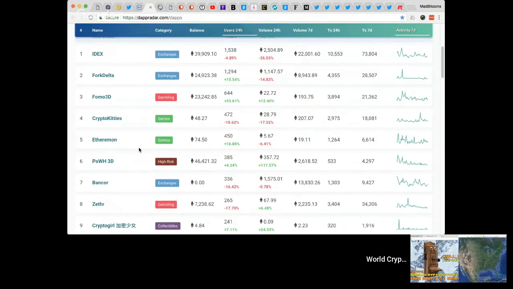CryptoKitties moves into fourth place with 472 users, followed by Ethereumon, another game with 450 users. Once again, the top 5 distributed applications have less than 5,000 users.